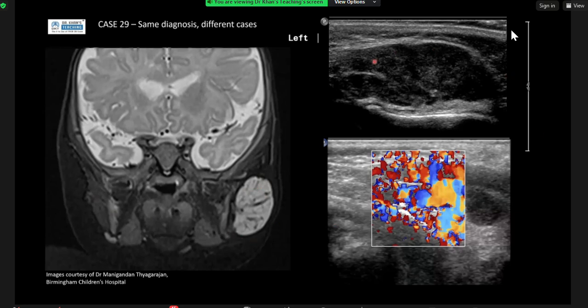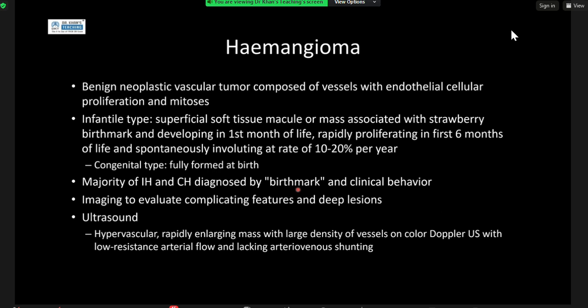Okay, so again, very heterogeneous, but fairly well circumscribed lesion with quite a lot of vascularity. They can happen anywhere. And in the infantile ones, they can develop quite quickly in the first 6 months, but they can also involute. There are different subtypes like partially involuting, completely involuting. We're not going into that here because I think that's really more subspecialist diagnosis, but I just keep it simple.